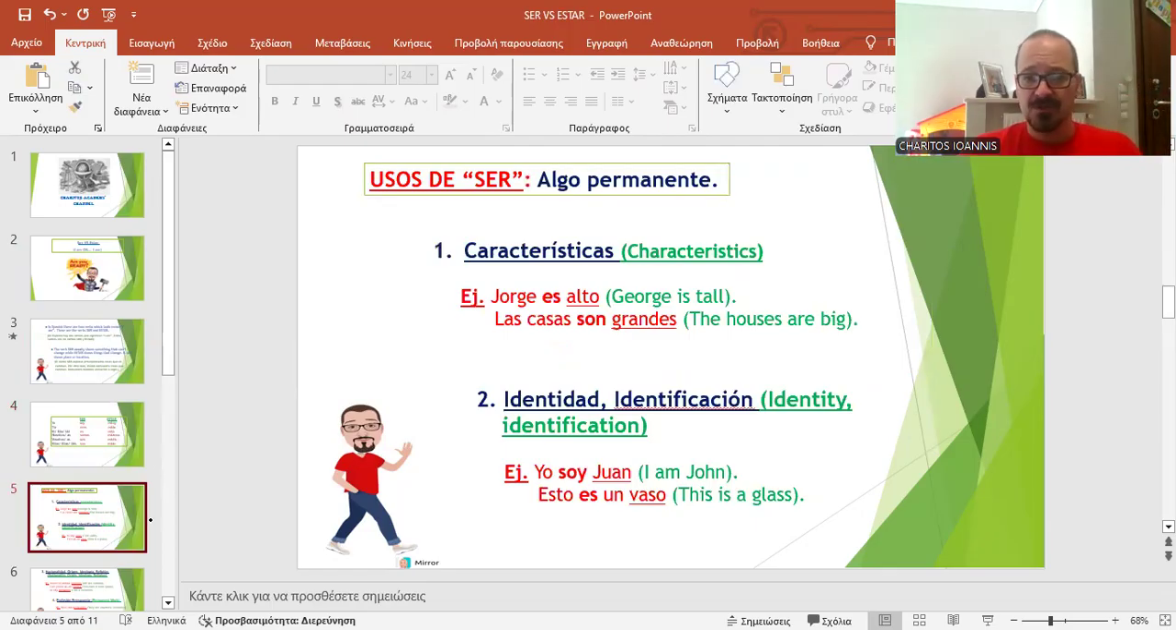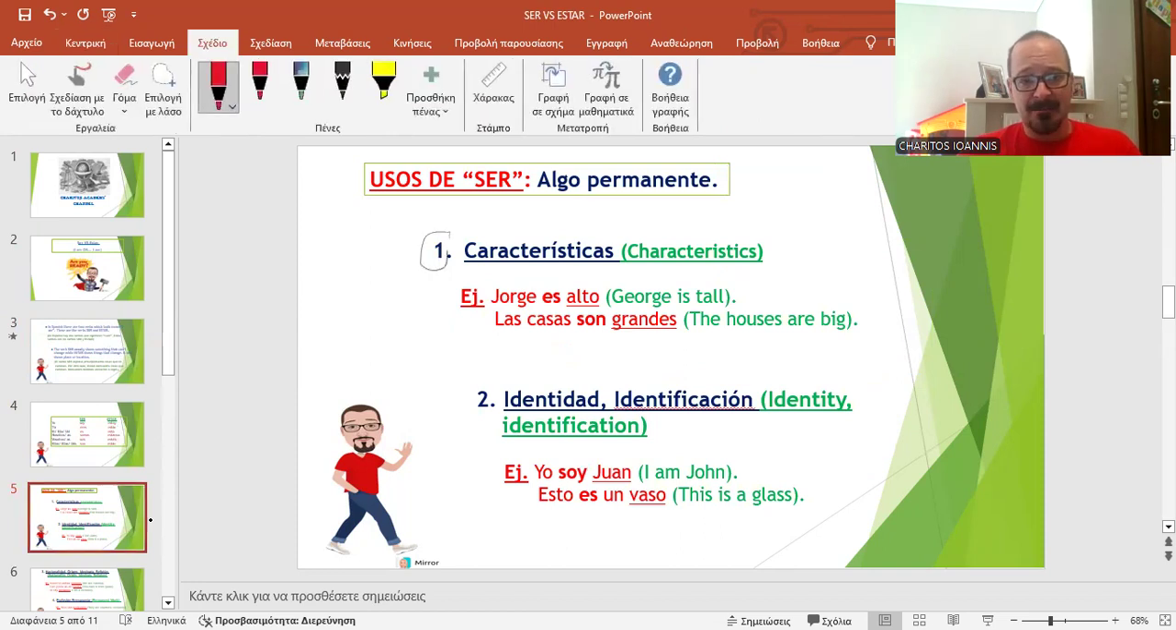So, usos de ser. Algo permanente, something permanent, something that doesn't change. Like, for example, características. Jorge es alto, George is tall. We can't shorten George. Las casas son grandes. The houses are big.